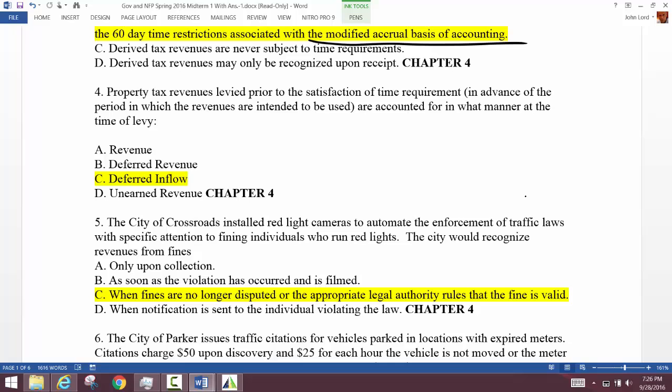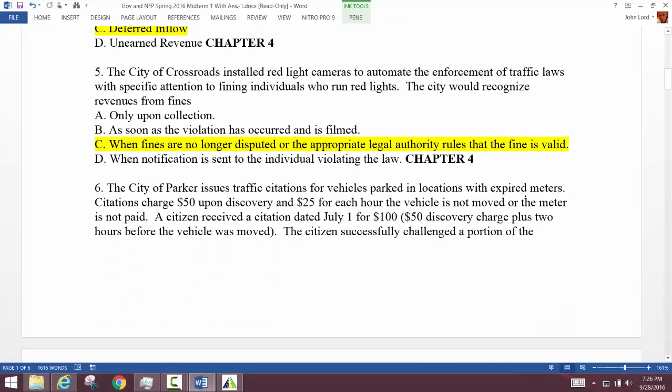Okay, good. Number 5, the city of Crossroads installed red light cameras to automate the enforcement of traffic laws with the specific intention of finding individuals who run red lights, you think? The city would recognize revenues from fines when what? When we have a legally enforceable claim, no one is any longer disputing that, right?